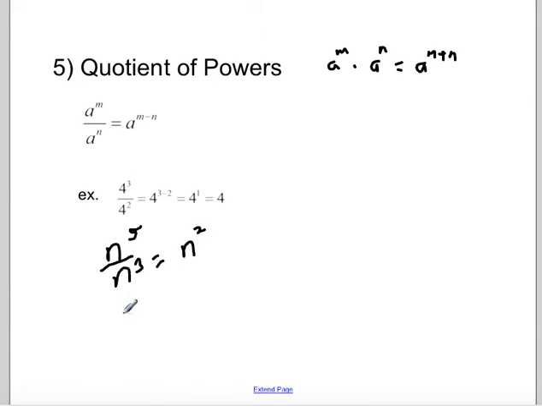What would happen if we had it the other way around, like n to the third over n to the fifth? Well, again, you're just going to subtract your powers. 5 minus 3 is 2, but there's more down in the denominator. So your n to the second is down here, and because it's down there in the denominator, you need a placeholder up here, so we're going to put a 1 up there, so it becomes 1 over n to the second.